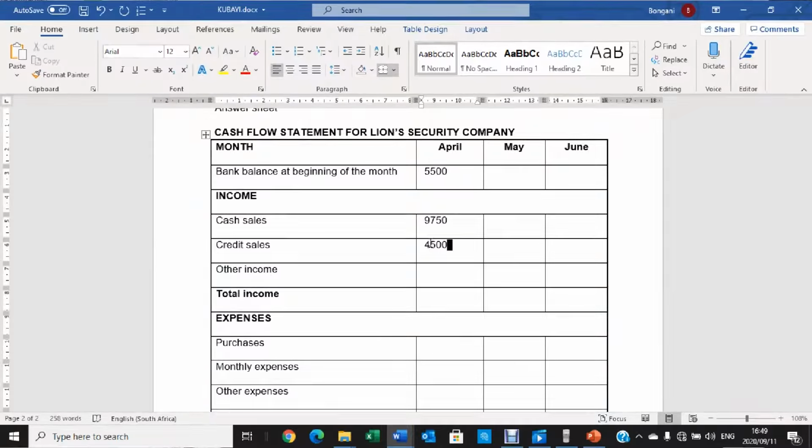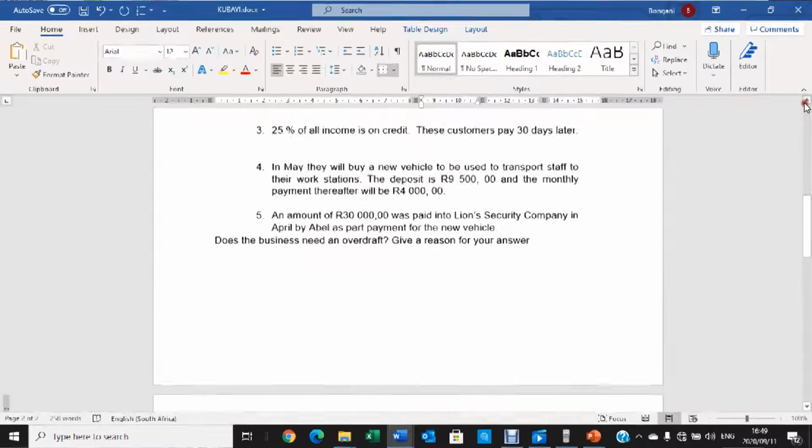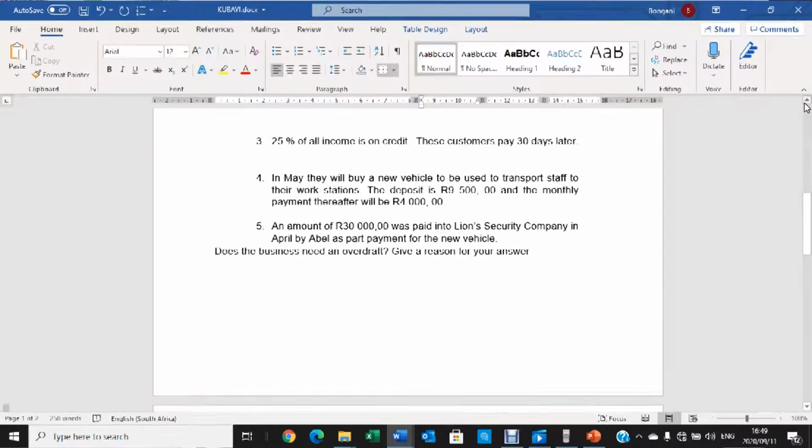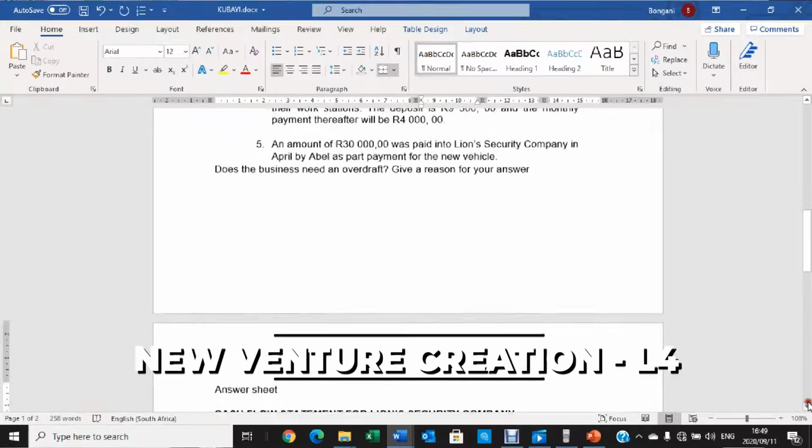4,500 credit sales. Done with that one. And then there was this other transaction wherein the business is going to receive money. Transaction number 5, or additional information number 5. An amount of 30,000 was paid into Lion's Security Company in April by who? By Abel, as part payment of a new vehicle. That 30,000, it is going to form part of our other income.